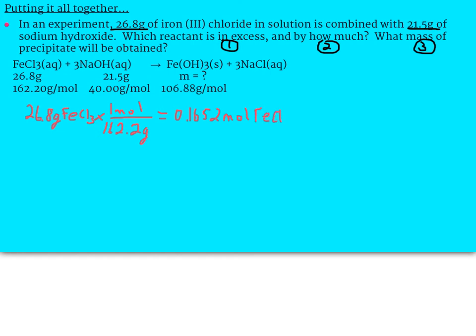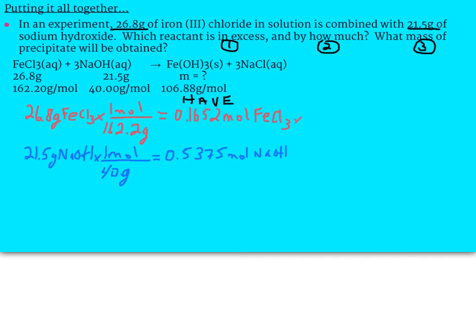So FeCl3. I'm going to do the exact same thing with my next one. Taking my 21.5 and dividing it by 40 grams. And I'm going to get that I have 0.5375 moles of NaOH. I labeled this column with this is what I have and what I'm starting with. Now I need to use my mole ratio to figure out what I'm going to need of the other compound in order to figure out what is in excess.